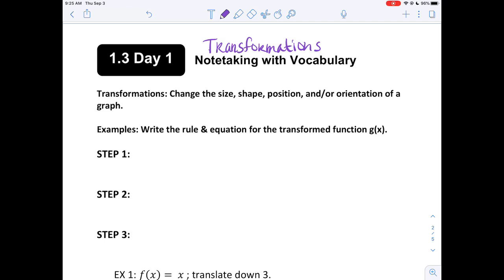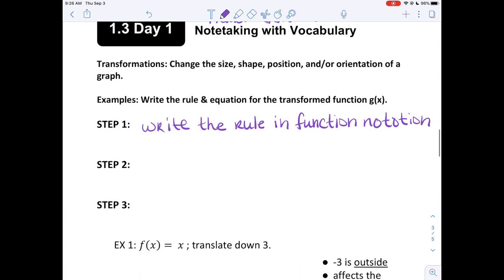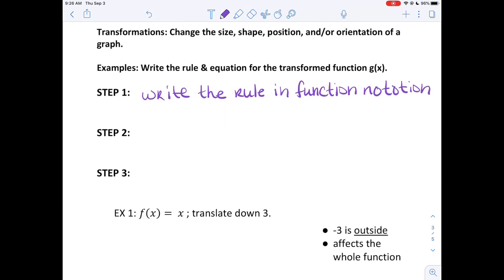So let's talk about the steps that we'll go through to do that. The very first step will be to write the rule for the transformation in function notation. So we're going to talk about a change to our f of x, our original function. Step 2, we will substitute our actual function in for f of x.